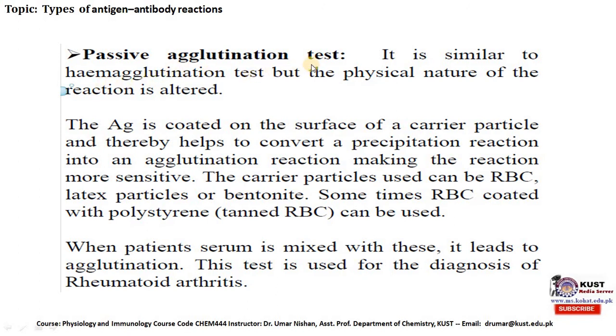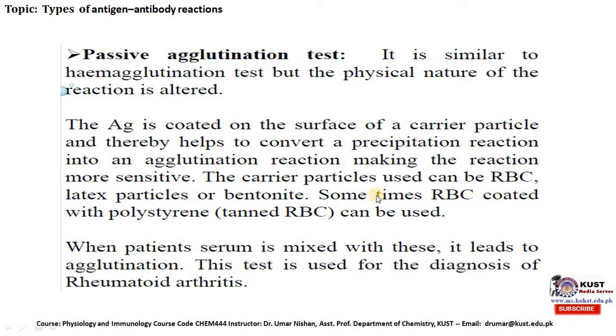Passive agglutination test. It is similar to the hemagglutination test, but the physical nature of the reaction is altered. The antigen is coated on the surface of a carrier particle and thereby helps to convert a precipitation reaction into an agglutination reaction, making the reaction more sensitive. The carrier particles used can be RBC, latex particles, or bentonite.